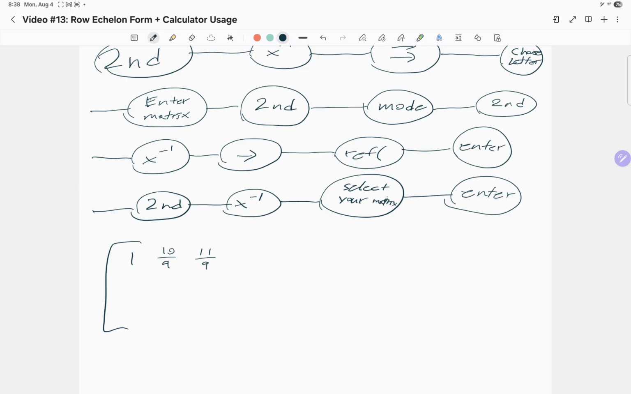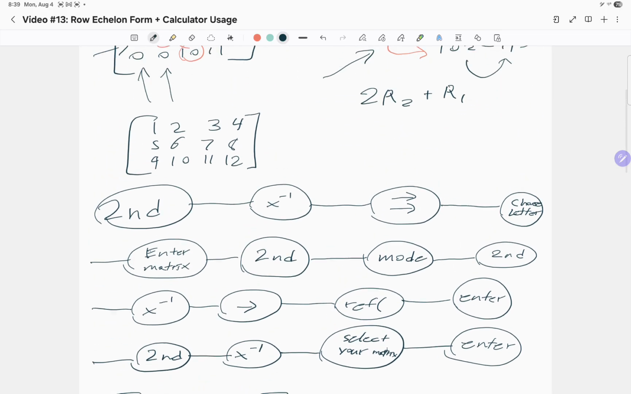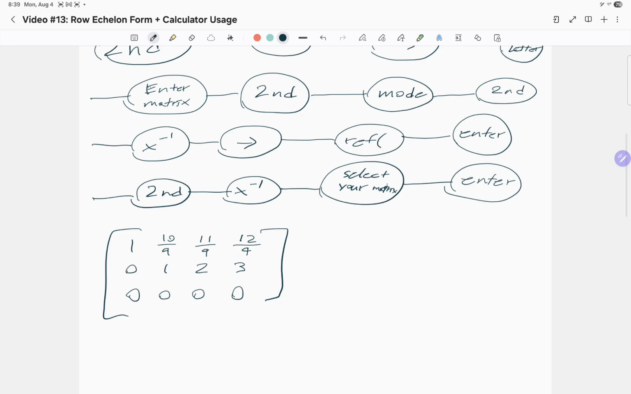I forgot how to scroll to the side for a second. Okay, so it was a little bit of a hassle to scroll to the right here, but we're going to have 12 over 9. And then in our second row we're going to have 1, 2, 3. That's nice, right? In our final row we have all zeros. Yes, that is a little bit annoying, at least to me, because you want that last row to have two elements here, right?